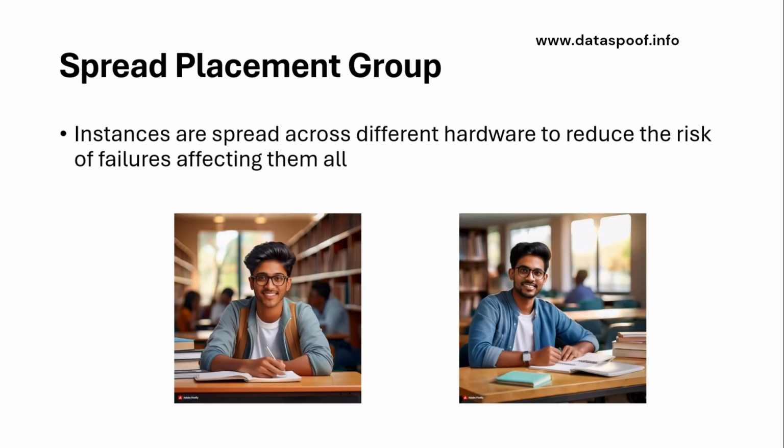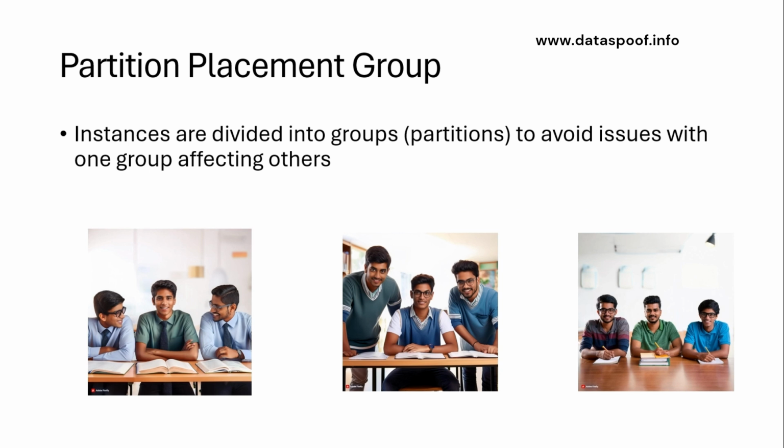Spread placement group. In a spread placement group, instances are spread across different hardware to reduce the risk of failure affecting them all. Suppose that there are two children. One is from CSE and one is from EC2. So neither of them affects the other. In that case, this is called a spread placement group. Next, we have partition placement group. Suppose that in a class, there are students from all over the place, from east, from west, from north, from south. Each of them has made a group, ensuring that no group disturbs the other groups. So this is called a partition placement group.